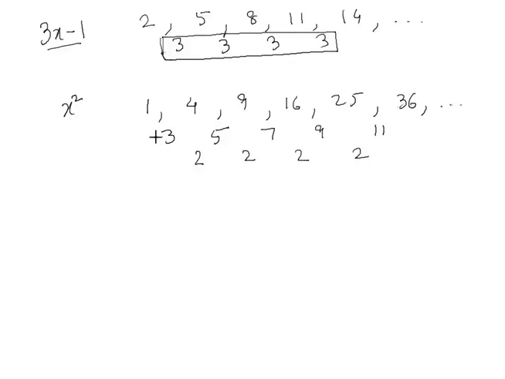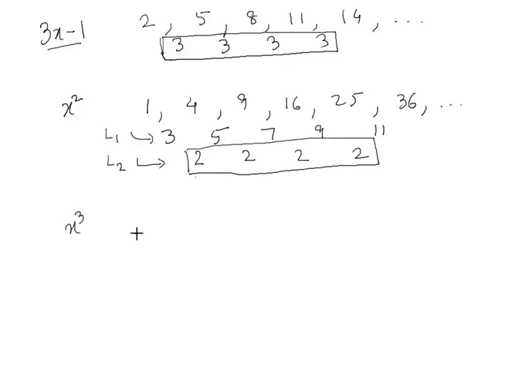So in this case, the second level difference, right? This is the first level and this is the second level. So let me write this as L1 and L2. So the second level difference becomes constant here, right? Now if we take something like x cube, or even something like x cube plus 1, it doesn't matter. Here also the second level difference would have been constant.